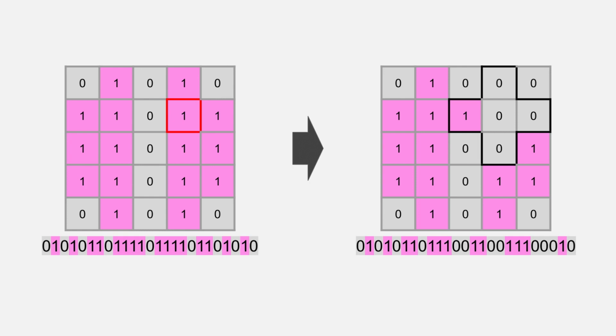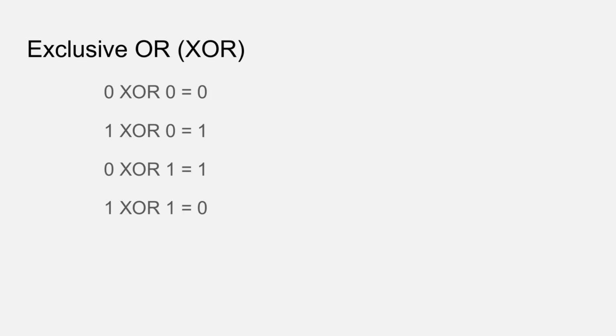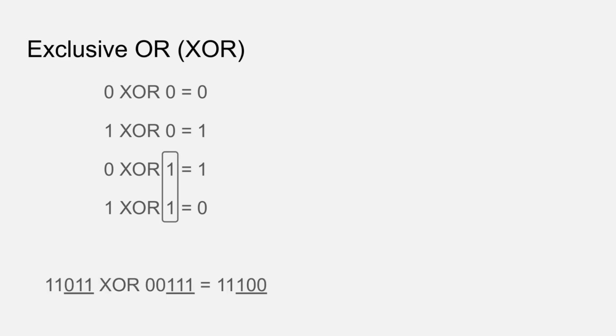This is where we can use the exclusive OR operator, or XOR. XOR works by outputting a 1 if the two inputs are different, and outputting a 0 if they are the same. This behavior can actually be used as a toggle. If we start with a binary pattern, here 11011, and XOR it against a number with a 1 in each bit that we want to toggle, here 00111, we flip those bits and get the output that we're looking for.